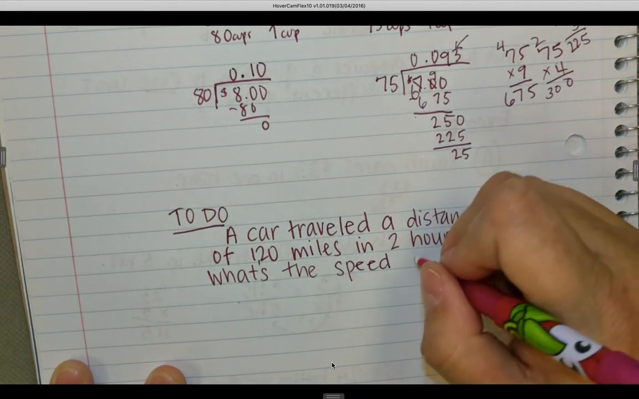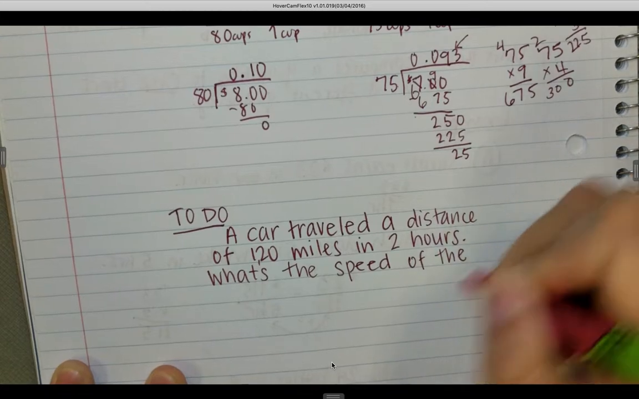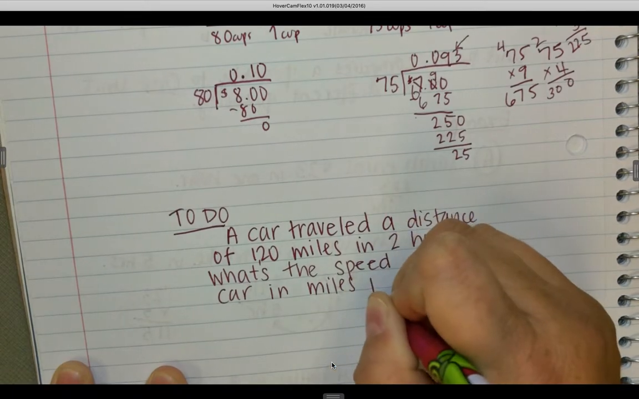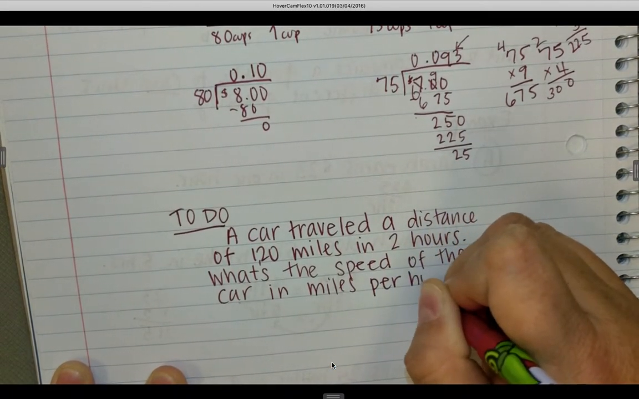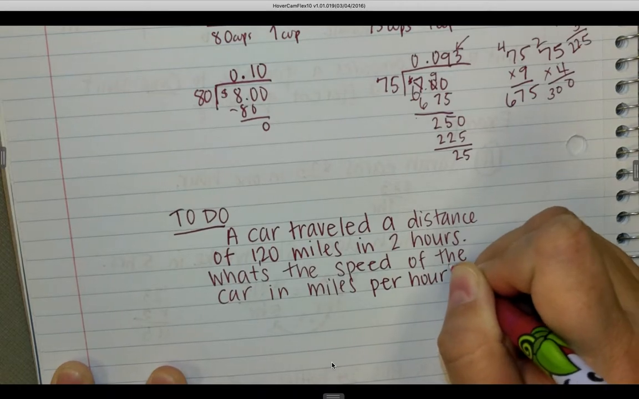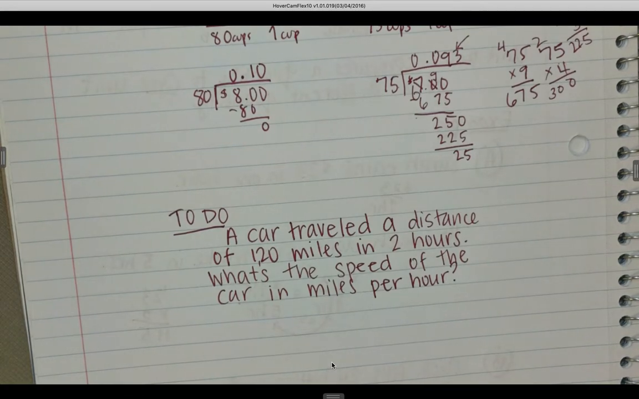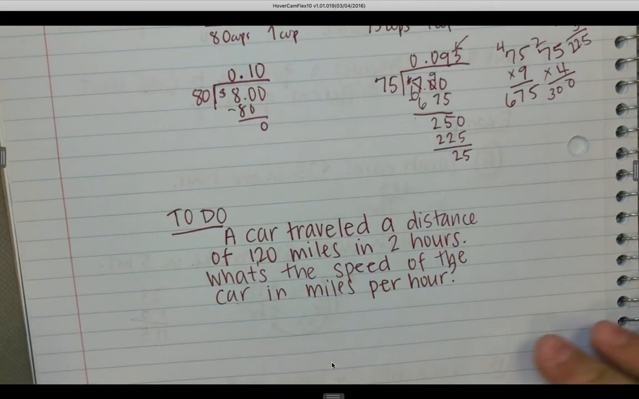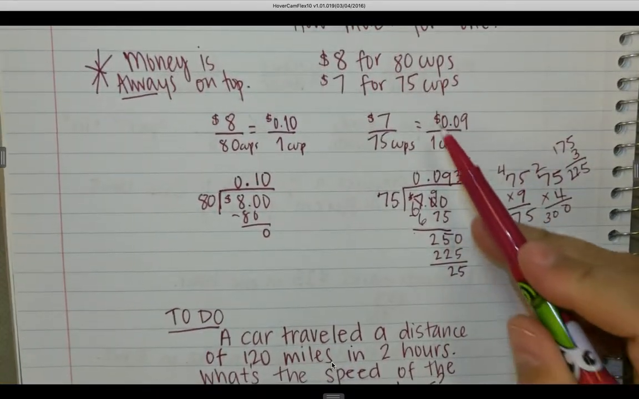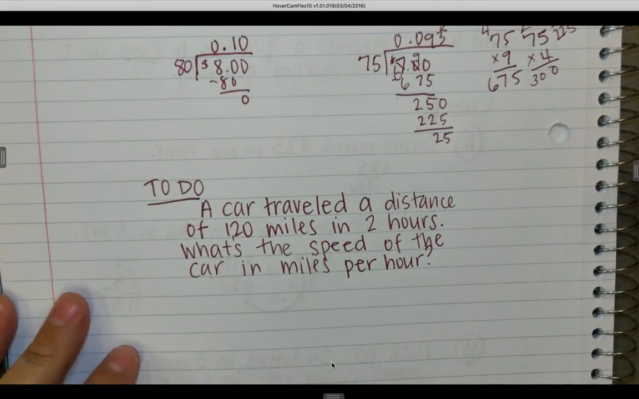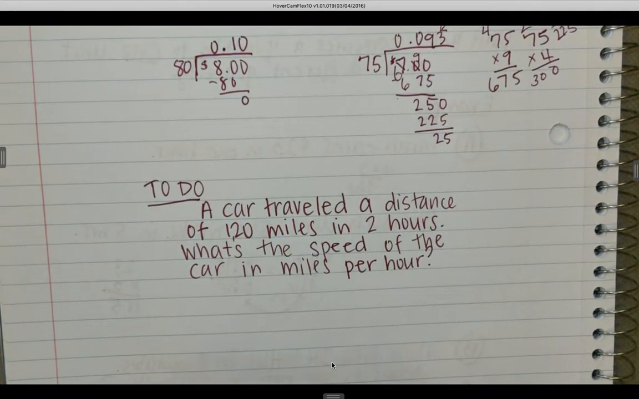What's the speed of the car in miles per hour? So you're looking for 1 hour. So set it up, show that you know that it is an equal ratio, equal proportion, that it's equal, just like we did up here. Show me what you did and how you know, because the problems will get more difficult. And we'll talk about that when you come in tomorrow.